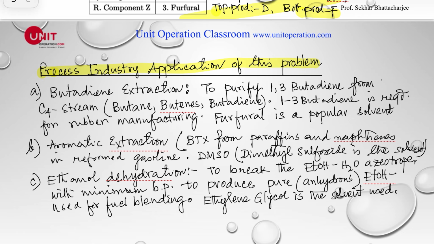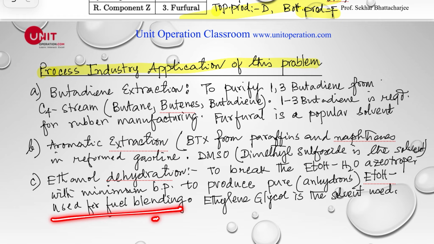It has had tremendous application in the process industry. Aromatic extraction: benzene, toluene, xylene from paraffins and naphthenes, again in gasoline. DMSO, dimethyl sulfoxide, is the solvent or entrainer. In ethanol dehydration, to break the ethanol-water azeotrope, which is a minimum boiling azeotrope, to produce pure anhydrous ethanol, which is used for blending.